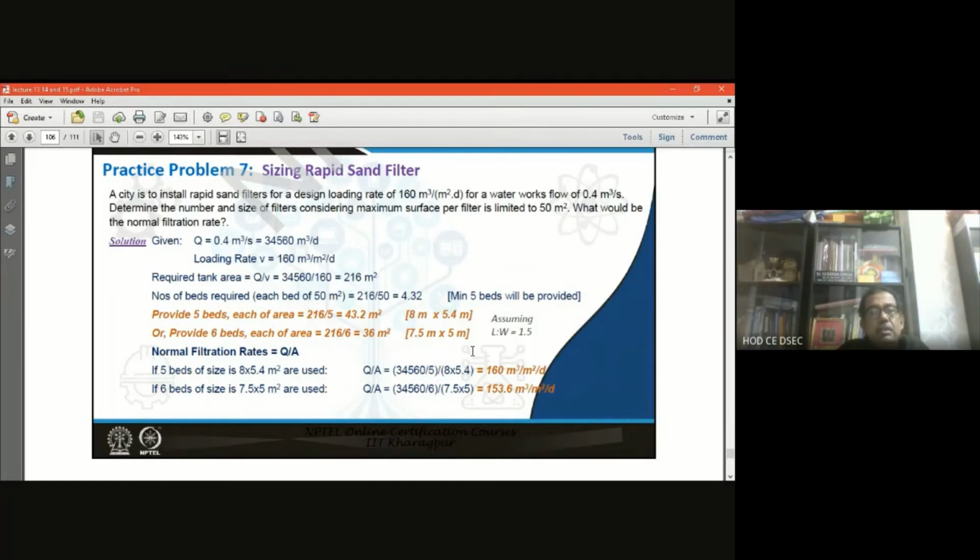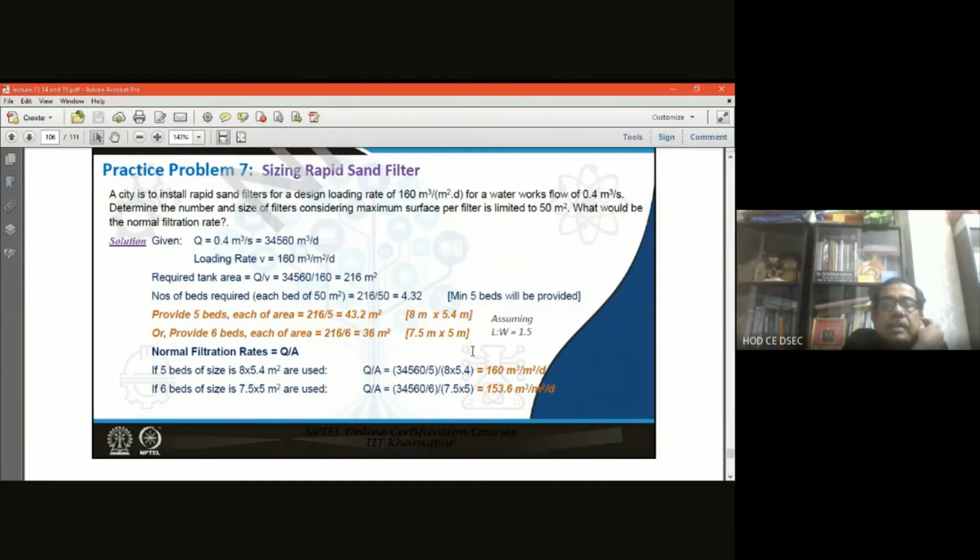So first, the loading rate, that is the point. What I mean to say, 0.4 meter cube per second, you have to convert into the day. How do you convert? Multiplying with 3600 into 24, because 3600 seconds means 1 hour, and 24 hours means 1 day. So you convert 0.4 meter cube per second to 34560 meter cube per day.